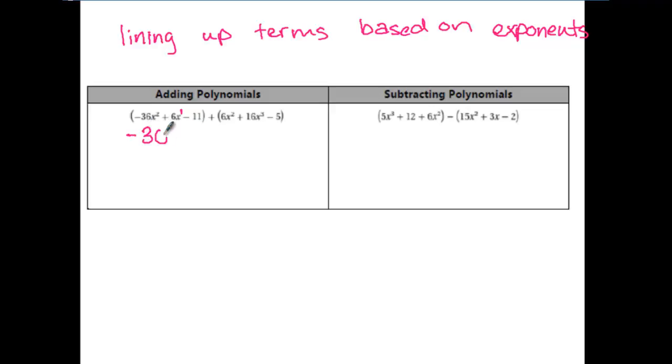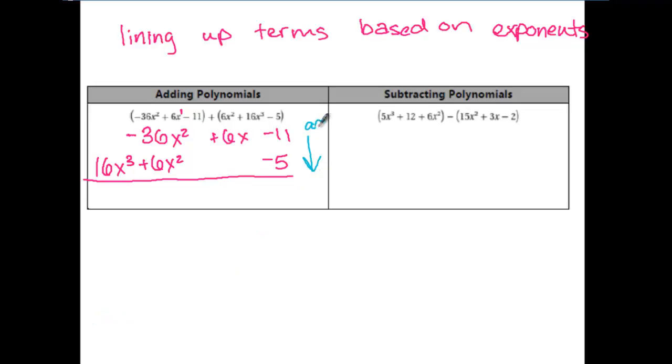So I'm going to line this up, negative 36x squared plus 6x minus 11. And then over here I can see I have a third power. So I'm going to put that farther over, 16x to the third. Then I see I have a positive 6x squared. And I have a negative 5, so I'm going to line that up with its like term. And then what I'm going to do is add straight down. So if I add these straight down, I get 16x to the third minus 30x squared plus 6x, and then minus 16. So that is how I add these two together.